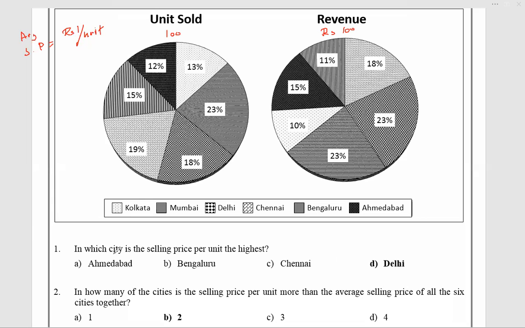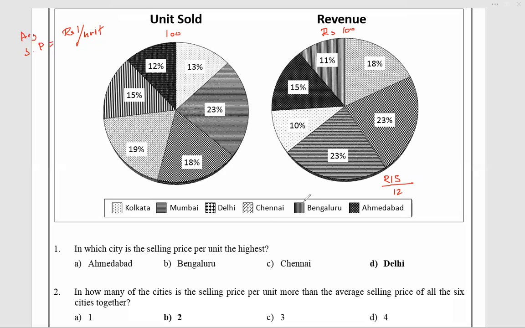In which city is the selling price per unit highest? Let us look at the first option, Ahmedabad. Ahmedabad is this shade. How much revenue earned from Ahmedabad? 15 rupees. By selling how many units? At Ahmedabad, by selling 12 units. This is a fraction greater than 1. Yes, it is. So this is above average selling price.